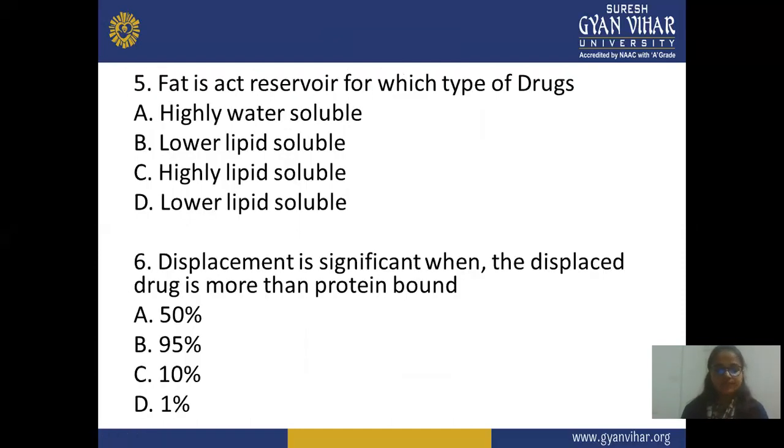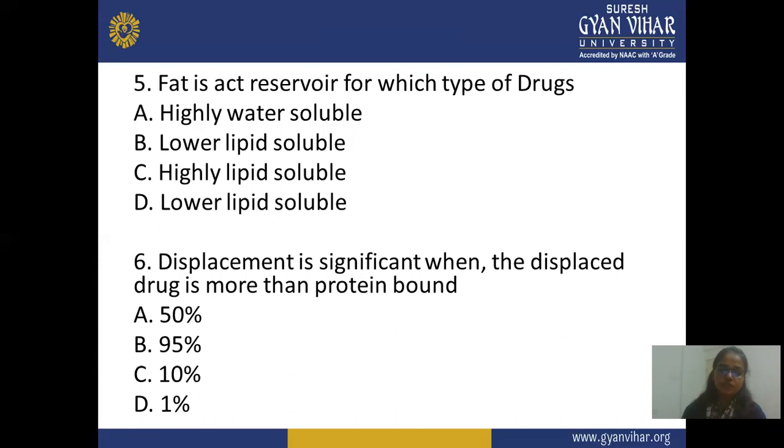Next, the fifth question. Fat acts as a reservoir for which type of drug? In this, option A is highly water soluble drug. B is lower lipid soluble drug. C is highly lipid soluble drug, and D is lower lipid soluble drug. So fat is also one factor or reservoir which may improve or reduce the effect or concentration of a drug. If you know the effect or response of fat in your body, then you can easily answer this fifth question.